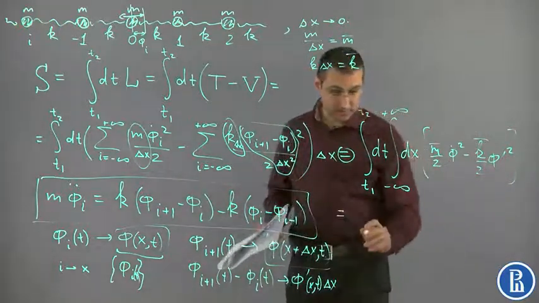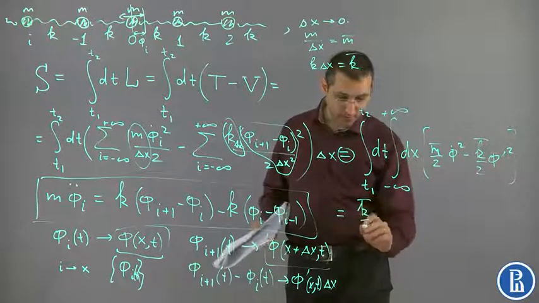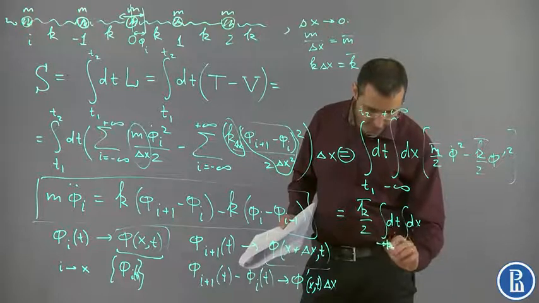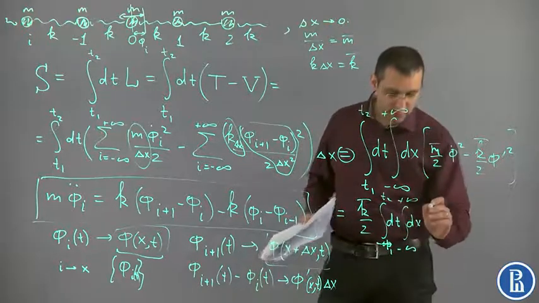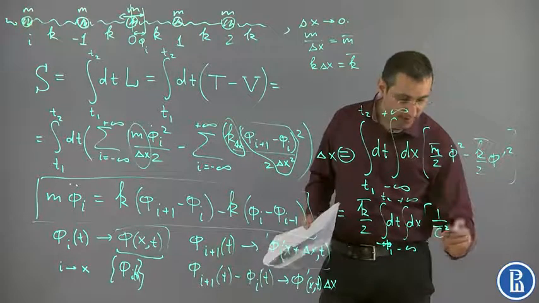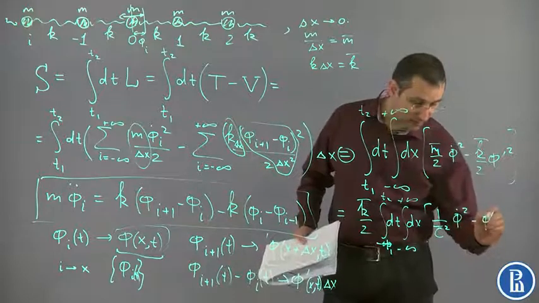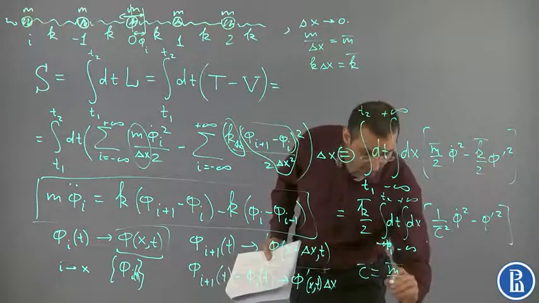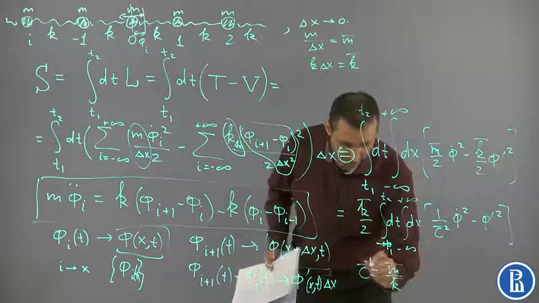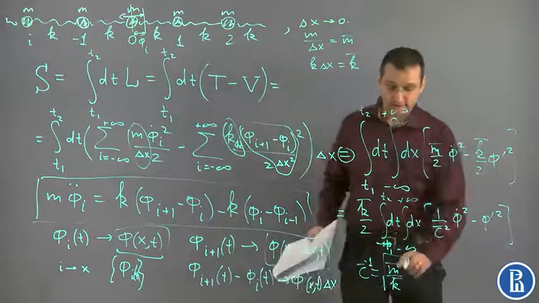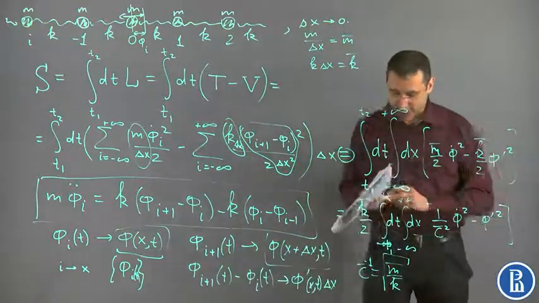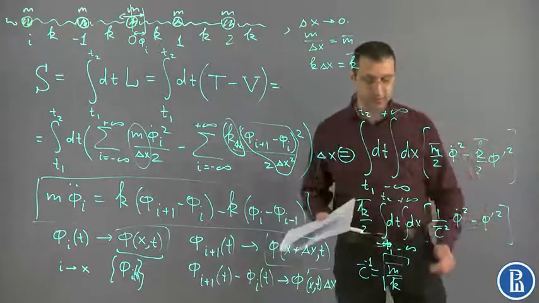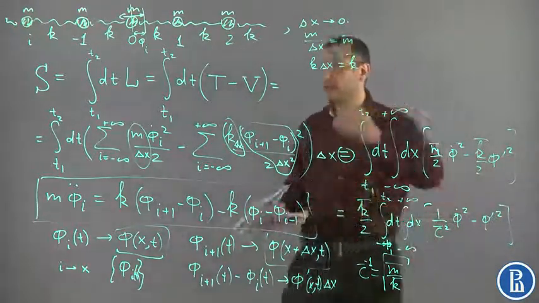So if we write this like this, k bar over 2 dt dx, integral from t1 to t2, x from minus infinity to plus infinity, here we obtain 1 over c bar squared phi dot squared minus phi prime squared. What is c bar? c bar is just m bar over k bar. Sorry, c bar to the minus first is the square root of this. This is some quantity having the dimensionality of velocity, as can be seen from the dimensional properties of this quantity. And it has the meaning of the speed of sound in this crystal.